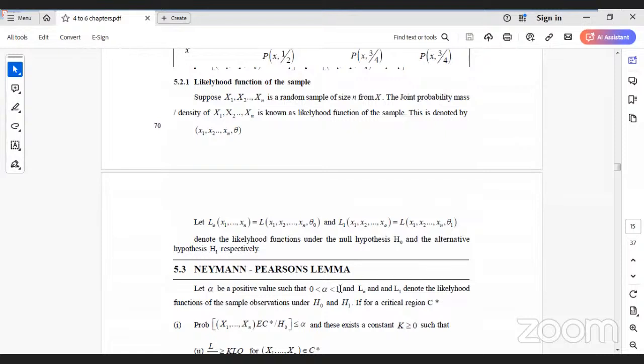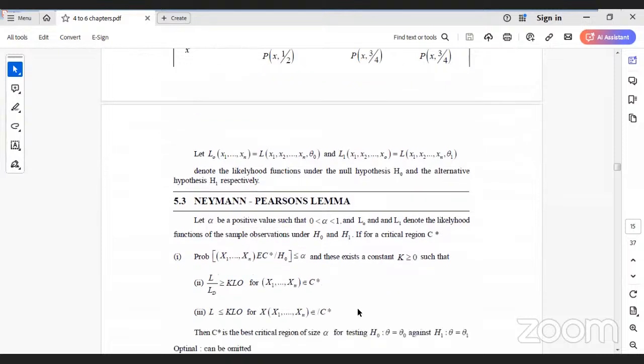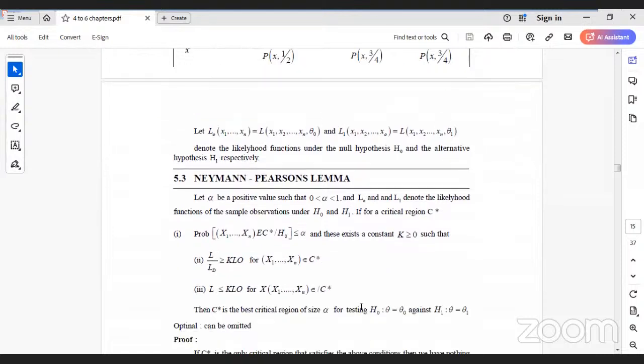Therefore, the Neyman-Pearson lemma. Let alpha be a positive value such that 0 is less than alpha less than 1, and L0 and L1 denote the likelihood functions of the sample observations under H0 and H1, the null hypothesis and alternative hypothesis. Then the critical region is C.